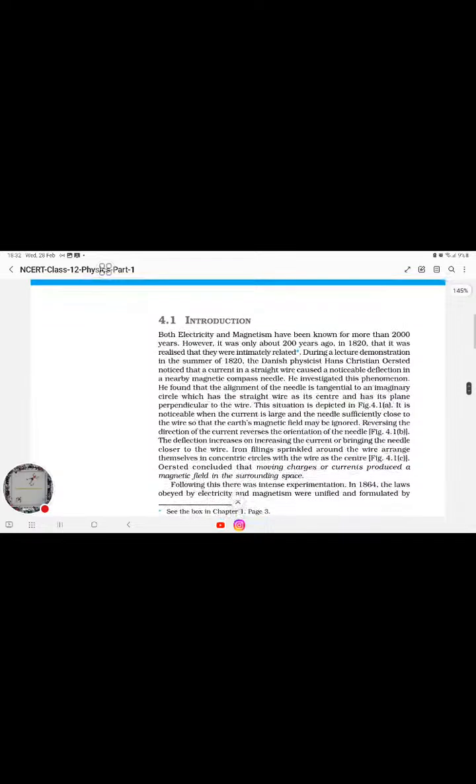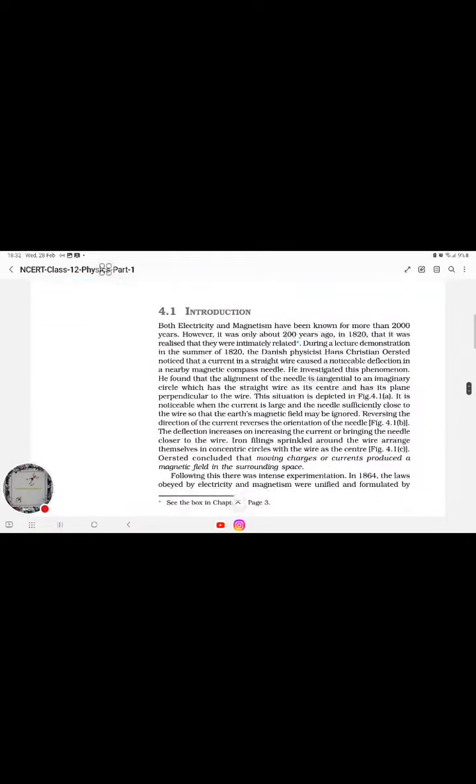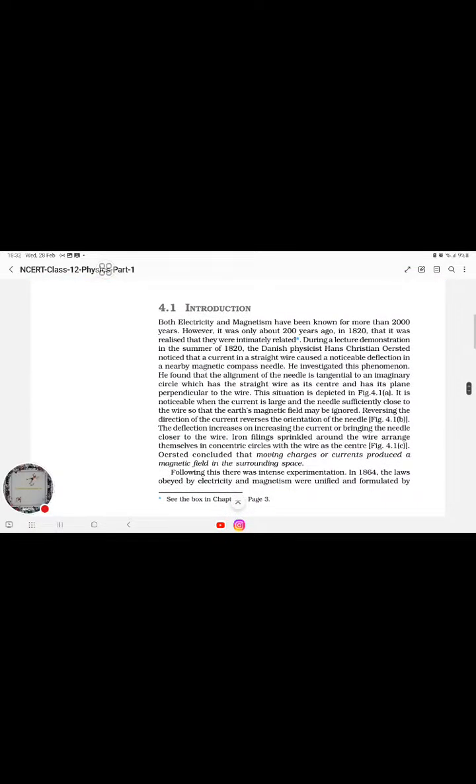Both electricity and magnetism have been known for more than 2000 years. However, it was only about 200 years ago in 1820 that it was realized that they were intimately related. During a lecture demonstration in the summer of 1820, the Danish physicist Hans Christian Oersted noticed that a current in a straight wire caused noticeable deflection in a nearby magnetic compass needle. He investigated this phenomenon. He found that the alignment of the needle is tangential to an imaginary circle, which has the straight wire as its center and has its plane perpendicular to the wire.